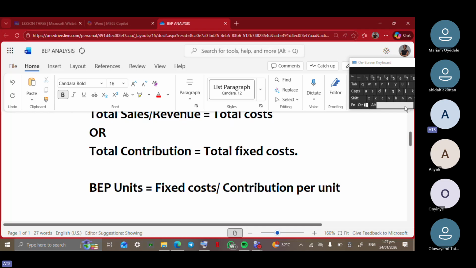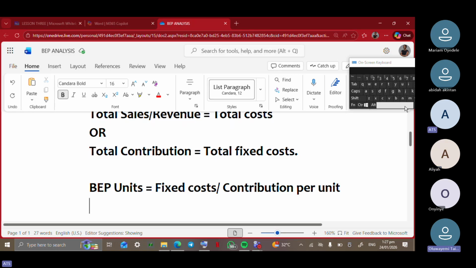So what is our fixed cost here? Who can tell me what our fixed cost is from the question? We are told that the booth rent at the fair is 2,000 and payable in advance. Do you think that is a fixed cost? Yes, ma'am.